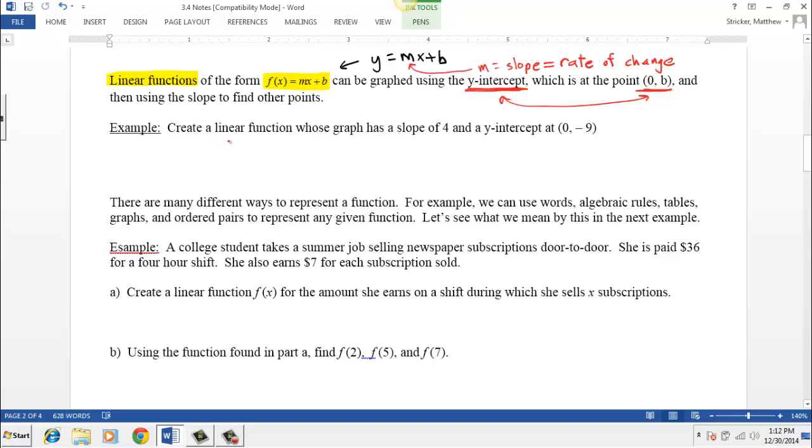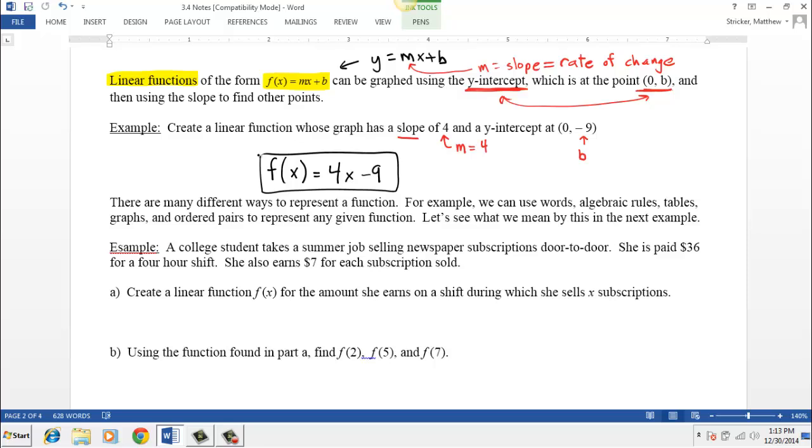So in the next example, if I say create a linear function whose graph has slope 4, is that saying m equals 4 or b equals 4? That's saying m equals 4, because it's talking about slope. And it says a y-intercept of (0, -9). Remember, that means that this is our b, because y-intercepts always have the form (0, b). So if I were to go ahead and write this linear function, it would have the form f of x equals, what comes next? m. m in this case is 4, so 4x plus b, but b is -9. So there's my linear function.